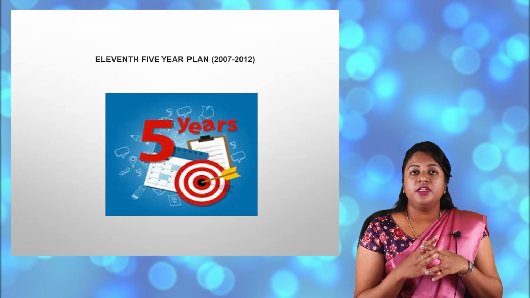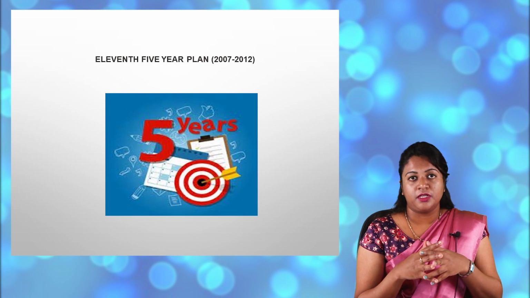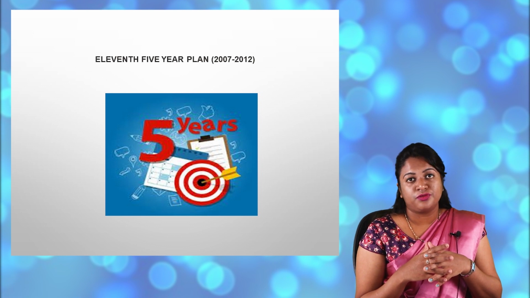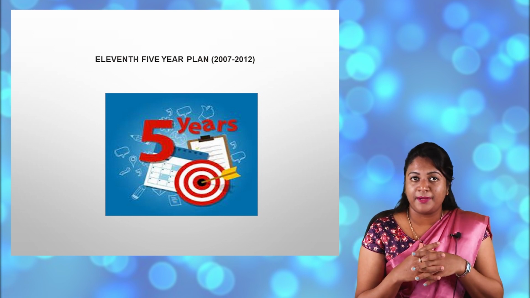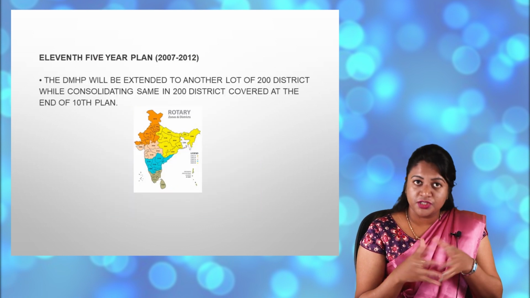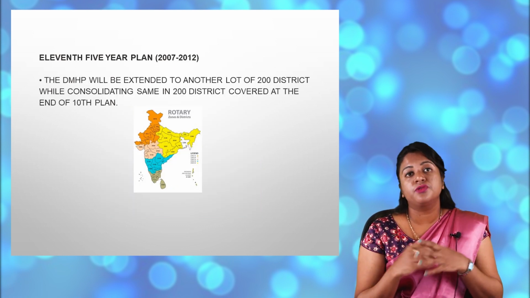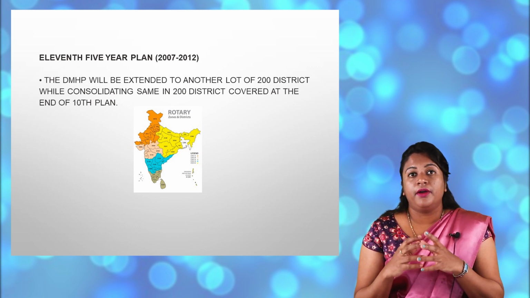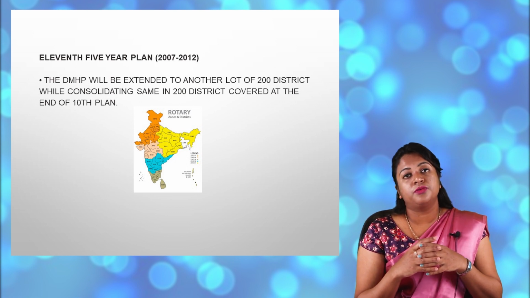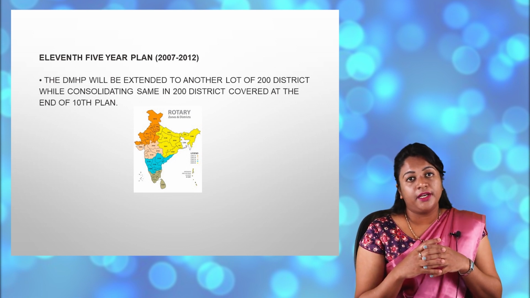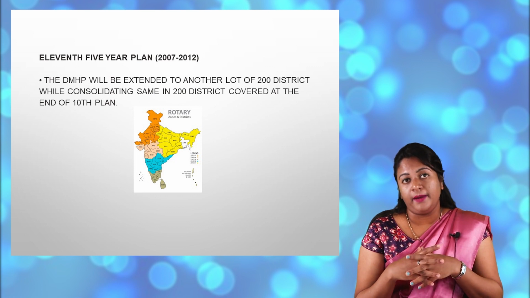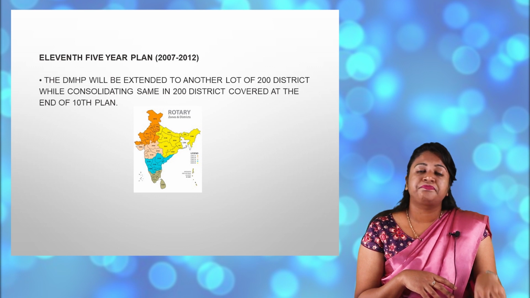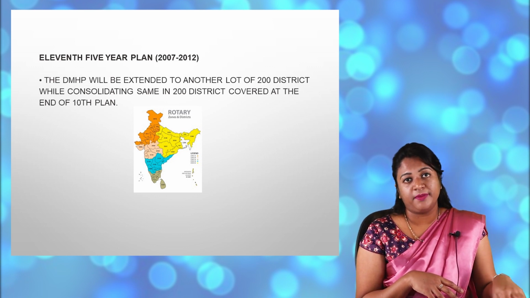So in the 11th 5-year plan, what are the policies the government has made? From the year 2007 to 2012, the 11th 5-year plan has these objectives. The district mental health program will be extended to another 200 districts, consolidating the same in the 200 covered at the end of the 10th 5-year plan. So in the 10th 5-year plan, we covered 200 districts with the district mental health program.